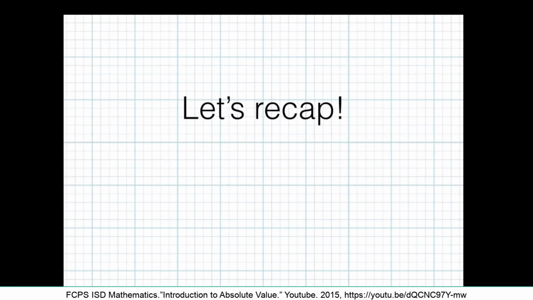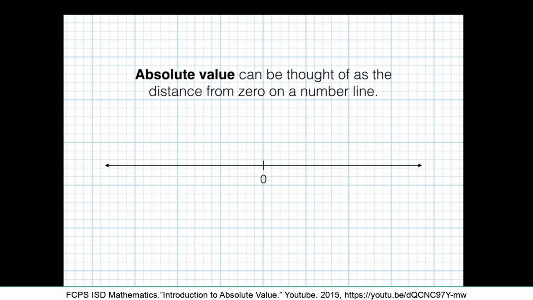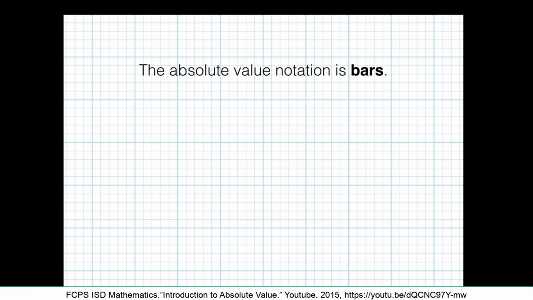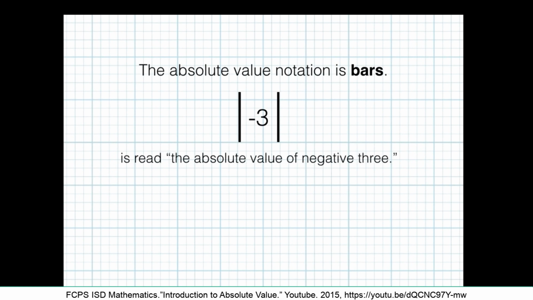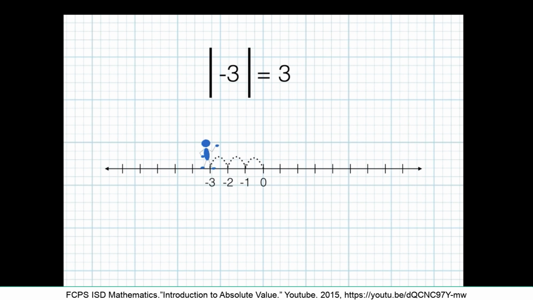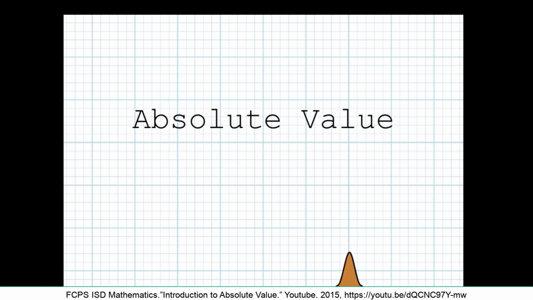Let's recap. Absolute value can be thought of as the distance from 0 on a number line. The absolute value notation is bars. So this is read the absolute value of -3. The absolute value of -3 is 3. Since -3 is 1, 2, 3 units away from 0 on a number line. And that's it. Now you're an expert in absolute value.